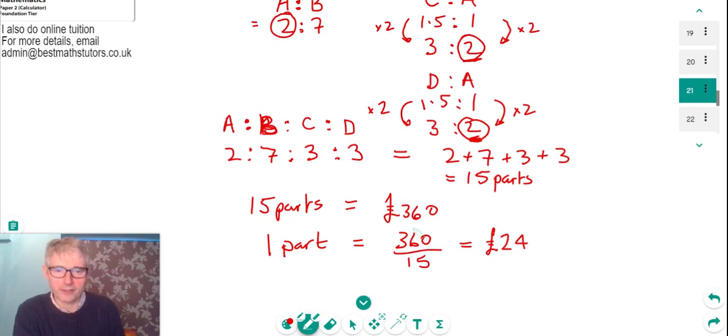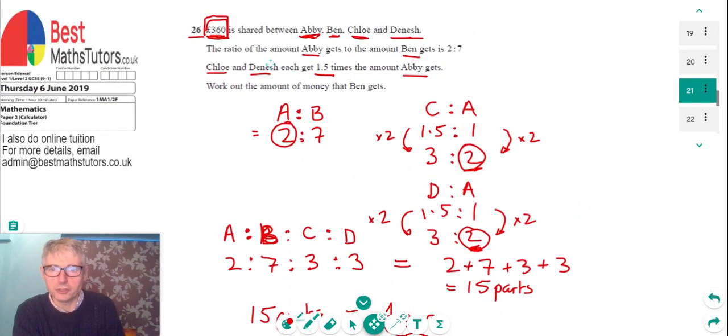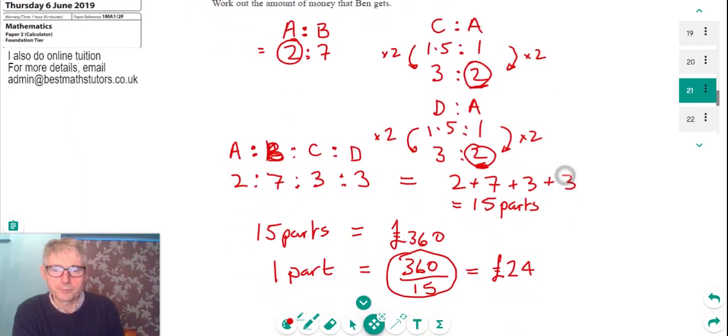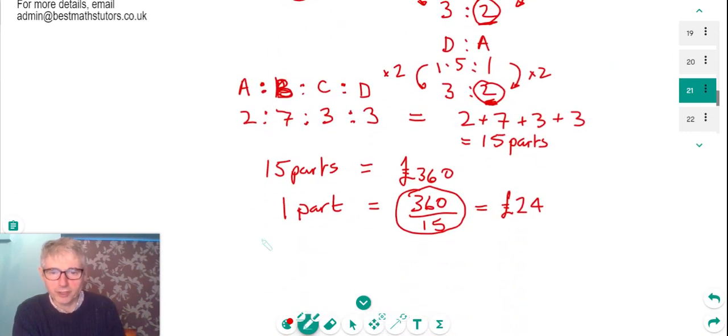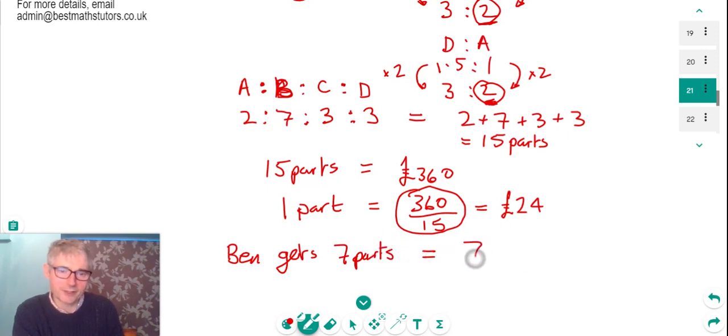And we could just do that on the calculator, by the way, because we're on the calculator paper. And so we were looking for the amount of money that Ben gets. So Ben got 7. So we can see there Ben's got 7 parts. So Ben's share, so what Ben gets is 7 parts. And so to do that, that would be 7 times 24.